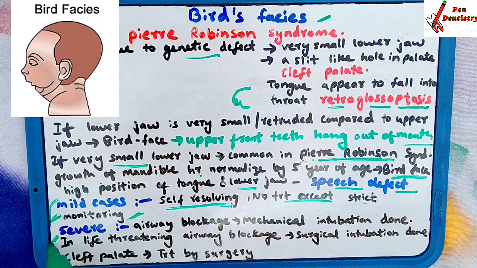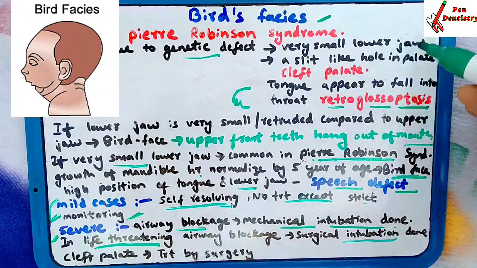In severe cases, air blockage will occur. This you are going to treat with mechanical intervention. If the air blockage is life threatening, that means the person has a threat to life due to the air blockage, at that time surgical intervention is given to the patient. The cleft palate is also one of the occurrences seen.